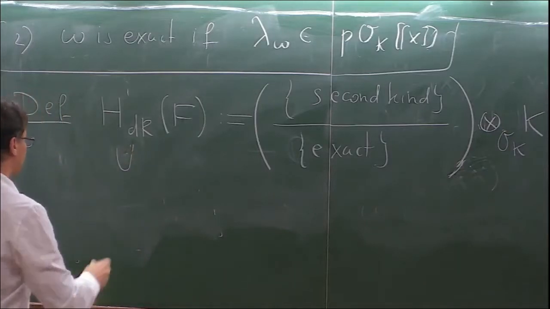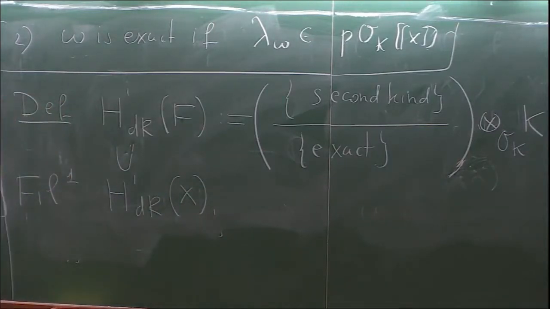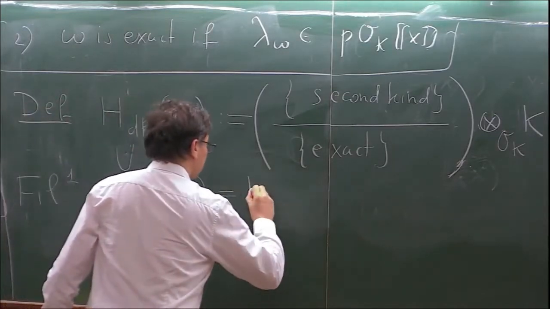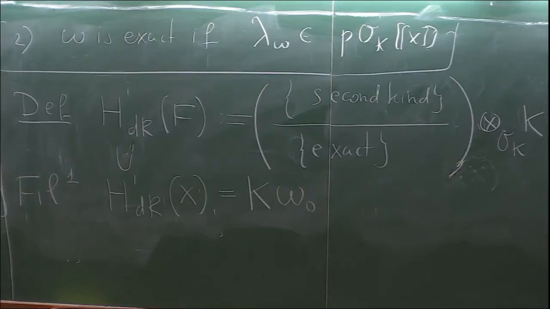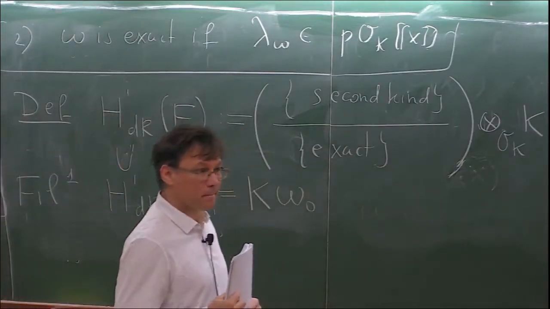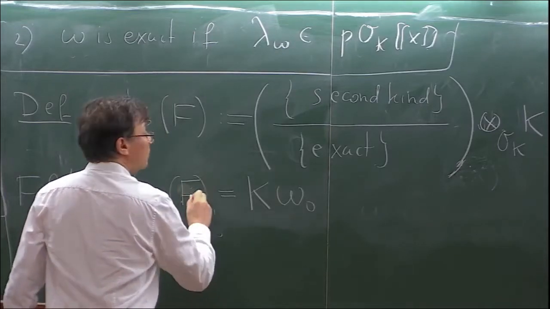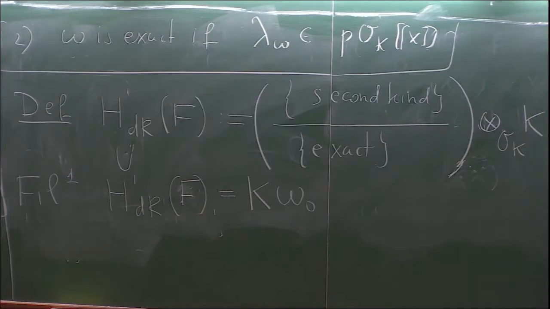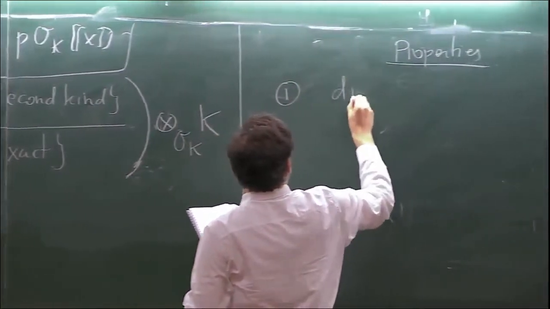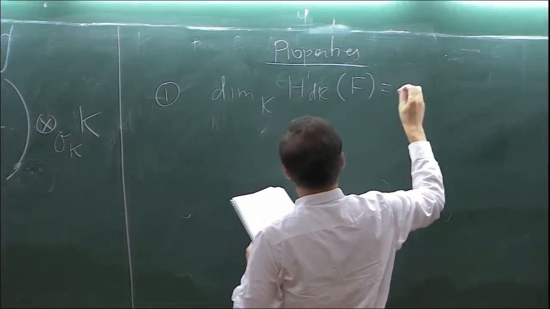And inside this we define filtration one as the subvector space generated by the invariant differential form. Okay, what are the properties of this object? So this is a finite dimensional K vector space of dimension equal to h.